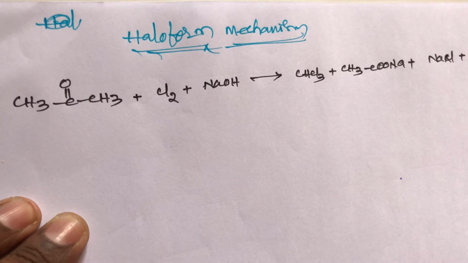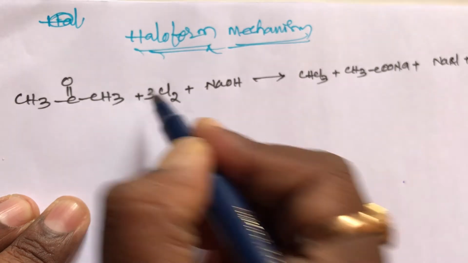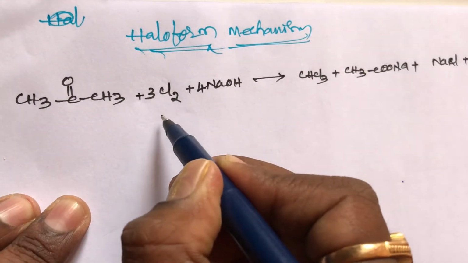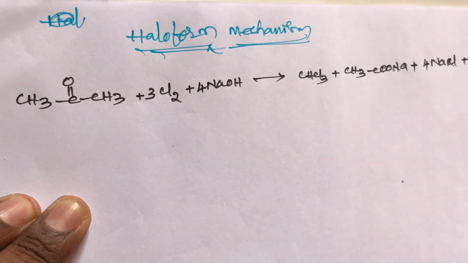In this haloform reaction, how many moles of chlorine are involved? 3 moles of chlorine and 4 moles of NaOH are involved. So here 3 moles of chlorine and 4 moles of NaOH give 4 moles of NaCl and 3 moles of water. This is the simple trick.